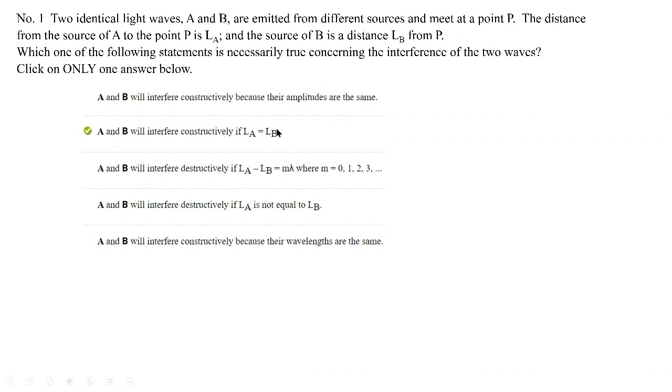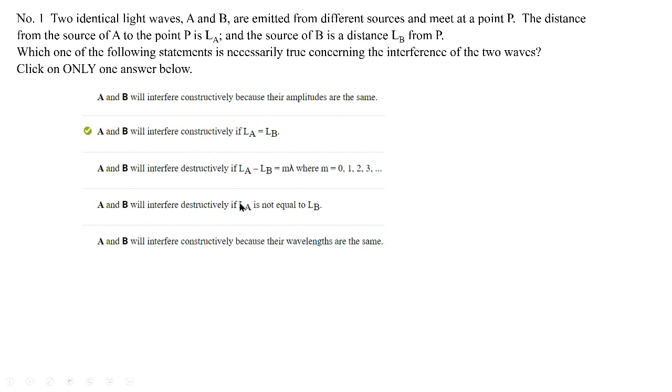Now that is true, because the path from A to P is the same as the path from B to P, and since it was identical light wave, namely it has the same wavelength, then they will interfere constructively. So this statement is true. And then this other one says it will interfere destructively if they differ by m lambda, where m is 0, 1, 2, or 3. Now that cannot be true, because if they were different only by integral multiple of a wavelength, they will be constructively interfering. So this one is not true.